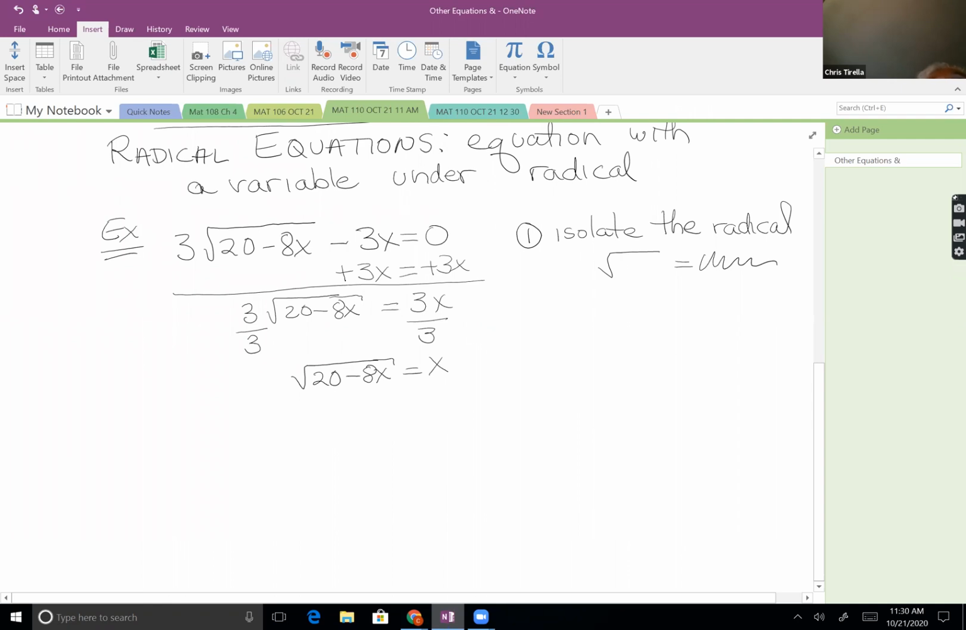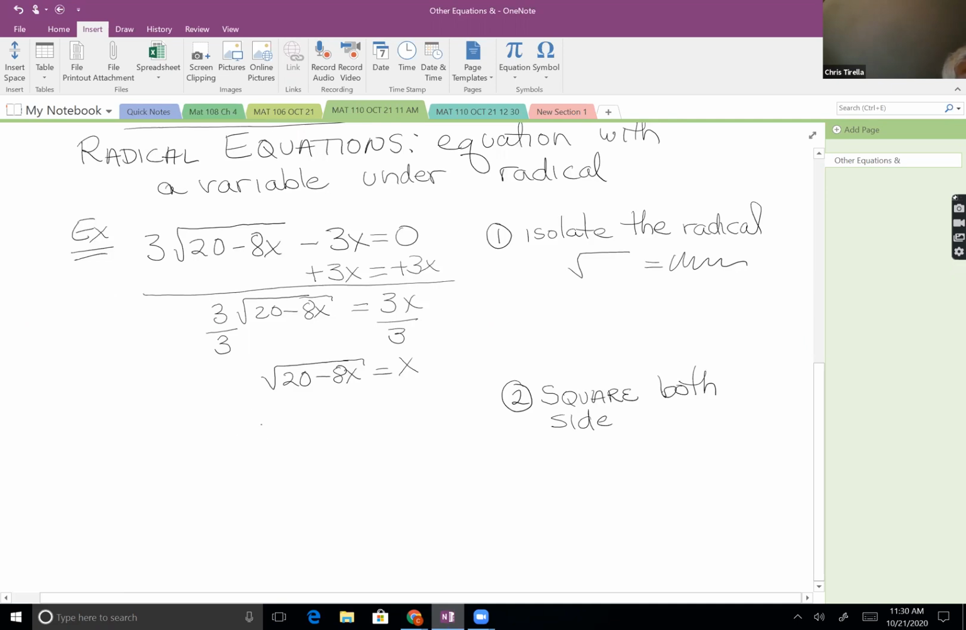what can we do? What's the opposite of taking the square root? What can we do to undo taking the square root? Any ideas? We're going to square both sides. Again, the idea is that whatever you do to one side of an equation, you have to do to the other. So I'm going to take that square root of 20 minus 8x and square it. And then on the other side, I'm going to take that x and square it.